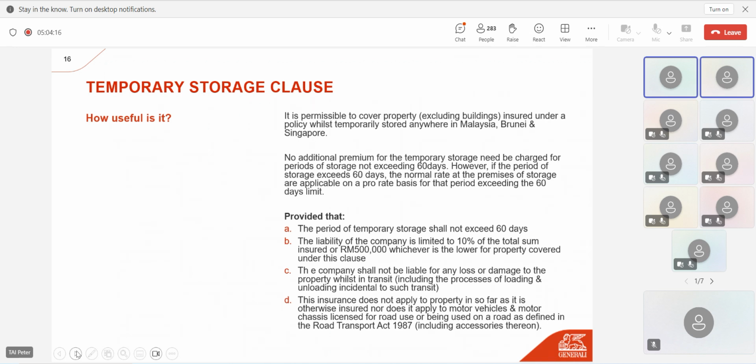This is fantastic because, in other words, if your customer has business in Brunei and Singapore, for up to how many days? Up to 60 days, 2 months, the insurance company gives free cover for temporary storage. Isn't it good? If your customer has business anywhere, not just in Brunei or Singapore, it can be anywhere. Let's say your customer is in KL, but he has a lot of business in Penang or Johor, then he can put his items down there. For how long? For 60 days.